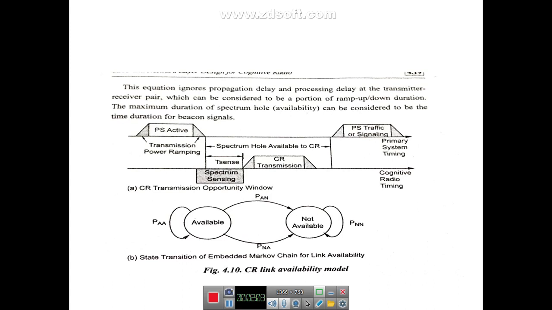Here see the diagram: state transition for the embedded Markov chain for link availability. Here the states are available and not available. Here the windowing system is followed for the CR transmission. Here the spectrum sensing means there is a T sense. So here the PS active mode, then transmission power ramping, spectrum hold available to the CR, then primary system timing. So these are the general diagram. Here the PS traffic signaling is allowed.